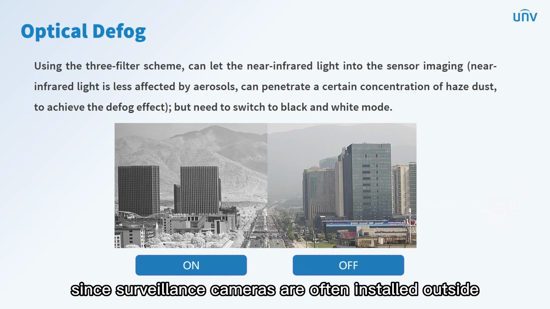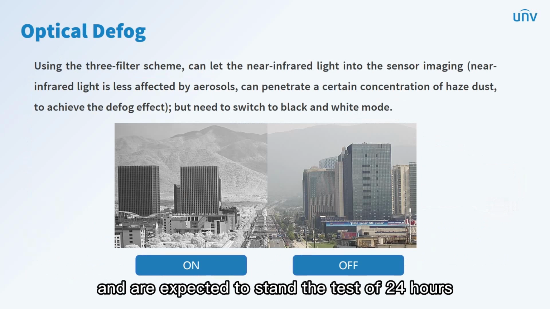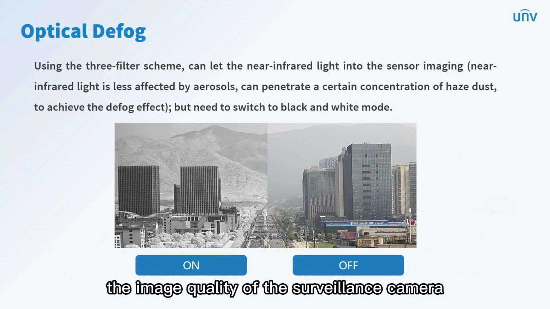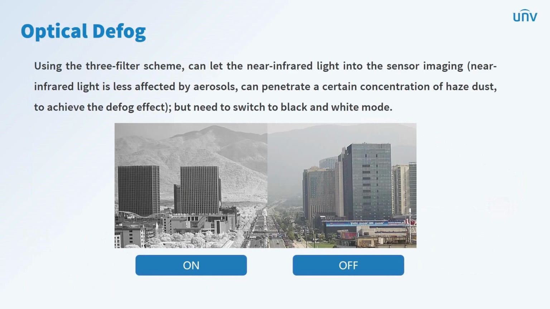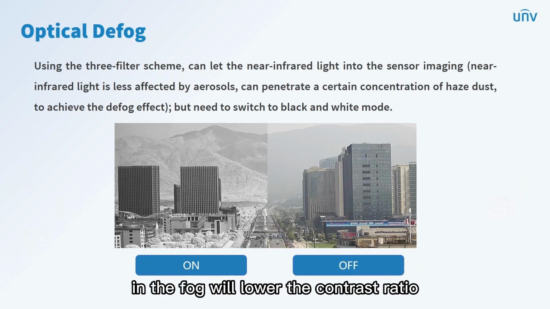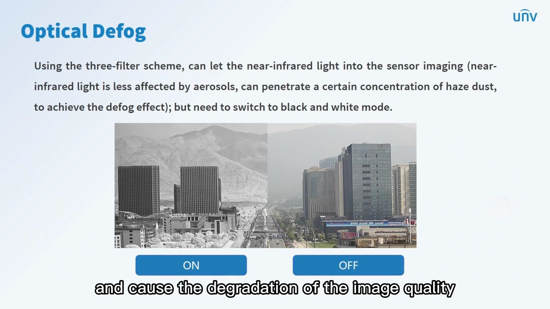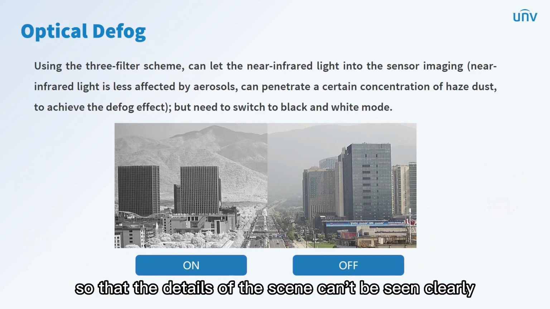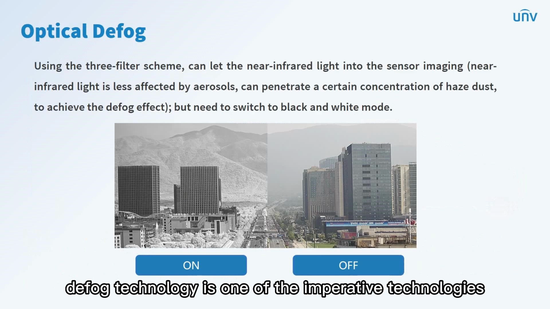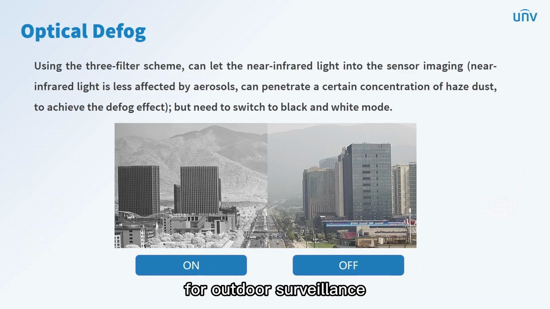Since surveillance cameras are often installed outside and are expected to stand the test of 24 hours, 7 days operation, they are frequently exposed to strong light, rain, snow, and fog. These environmental conditions have a great influence on the image quality of the surveillance camera, especially the fog. The aerosol particles containing moisture and fumes in the fog will lower the contrast ratio and cause the degradation of the image quality, so that the details of the scene can't be seen clearly. Therefore, defog technology is one of the imperative technologies for outdoor surveillance.